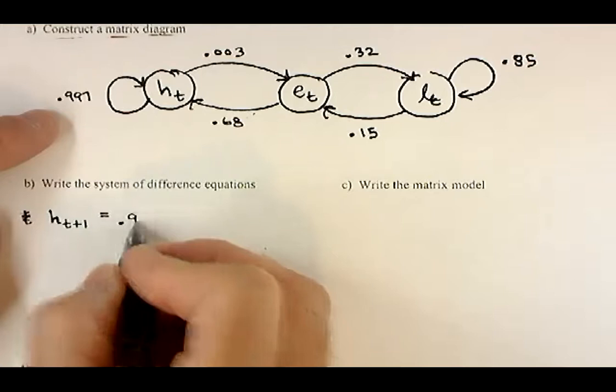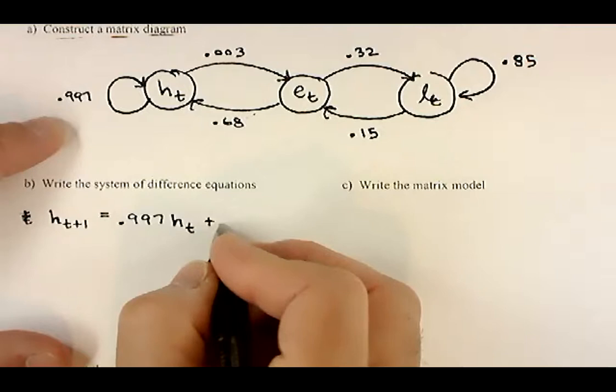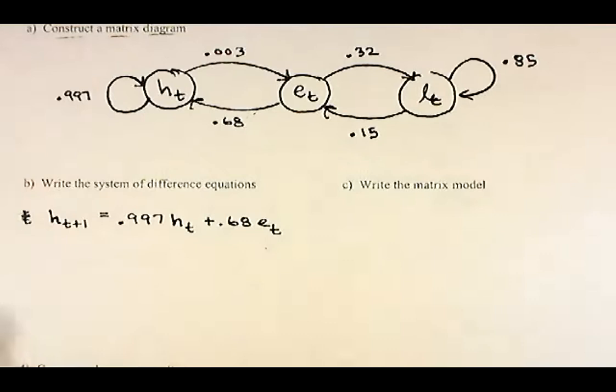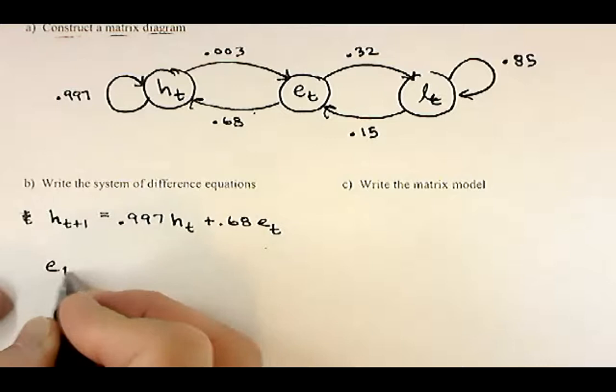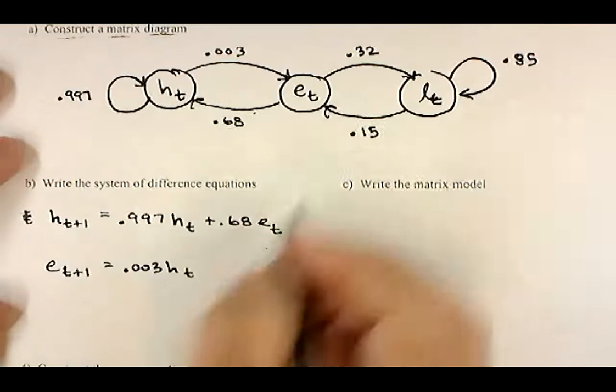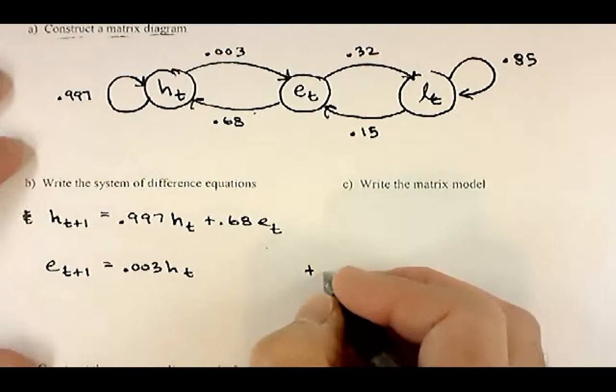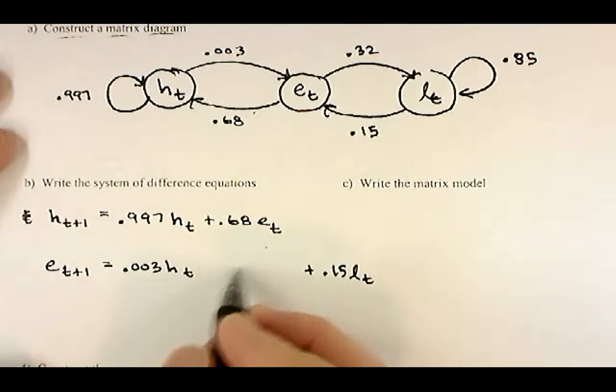99.997% of the previous healthy people stay in the healthy state. But I'm also getting 68% of the people in early treatment. My next generation in the early treatment stage come from the 3%, 0.003 in the healthy group, and 15% from the late stage. So I'm going to separate that out a little bit, you'll see why in a second. So 0.15 L of T, and I leave a blank there because they're not coming back from each other, right? So I'm going to leave the E in the middle blank here.